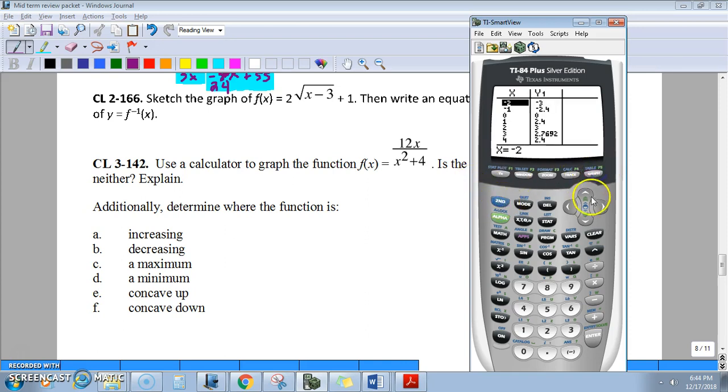Well, if you go to the table, you can see that if I put a negative 3 in, I get negative 2.769. If I put a positive 3 in, I get positive 2.7692. If I put a negative 2 in, I get negative 3. If I put a positive 2 in, I get positive 3. What that means is it is odd.